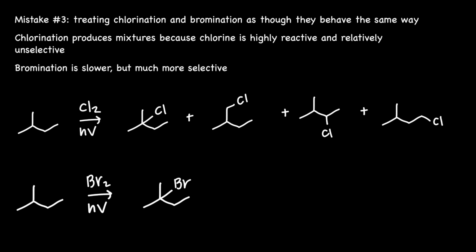Mistake number 3. Treating chlorination and bromination as though they behave the same way. Chlorination produces mixtures because chlorine is highly reactive and relatively unselective. Bromination is slower but much more selective.